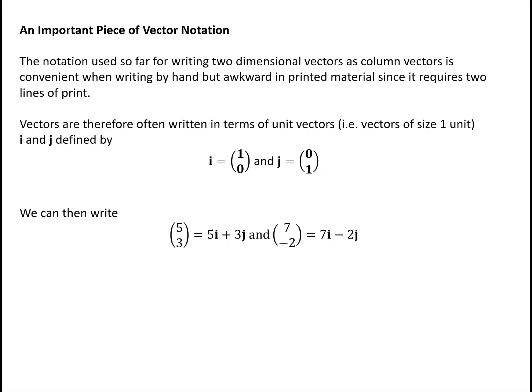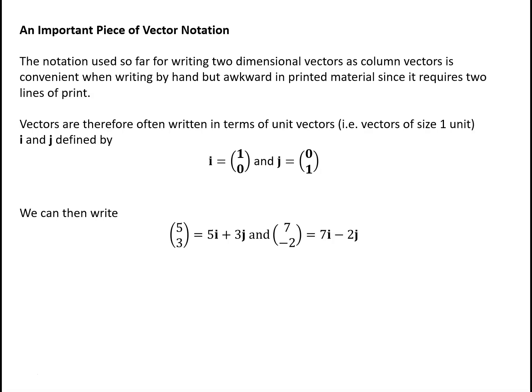in terms of space. And the way around this is that we define two important vectors, namely i, which is the vector (1, 0), or a step of 1 in the x direction, and j, which is the vector (0, 1), which is a step of 1 in the y direction. And then any vector can easily be written in terms of i and j.